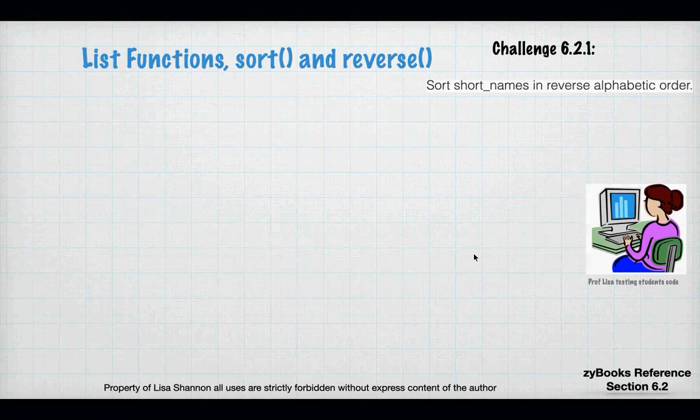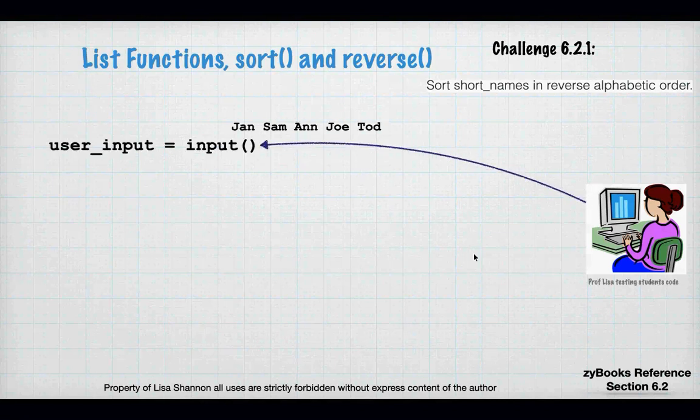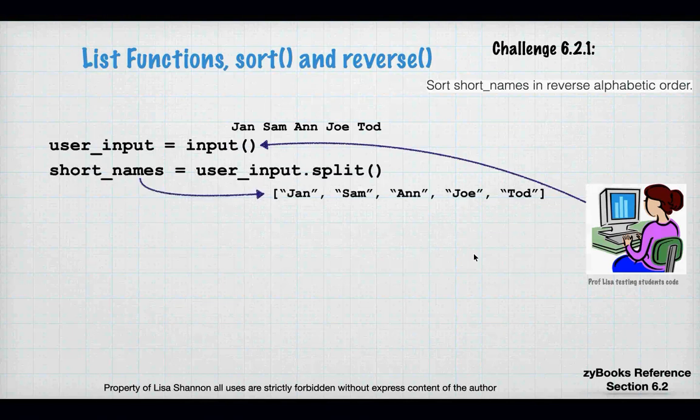All right, so let's do a little bit of sorting and reversing. Challenge 6.2.1 basically says, sort short names in reverse alphabetical order. So what they're really telling you here is to do two things. One is to sort it, and then the other is to reverse that sort order. So there are two functions, sort and reverse. The first couple of lines of code we've done again and again and again. Professor Lisa's going to put in Jan, Sam, Joe, and Todd. And I'm going to create a list using a split function. Split functions are your friends.